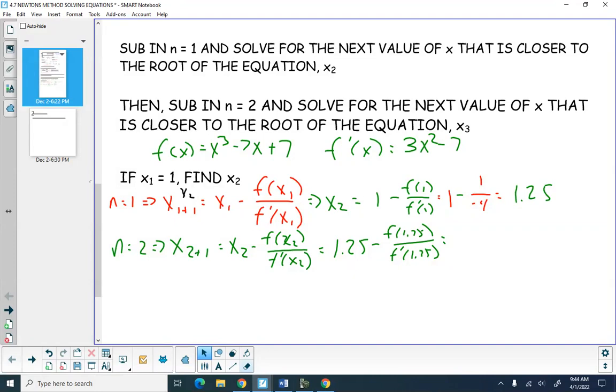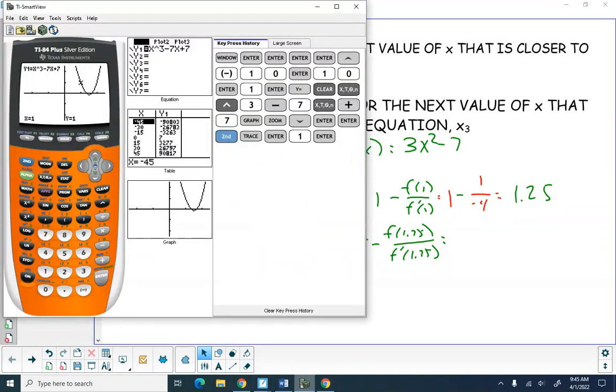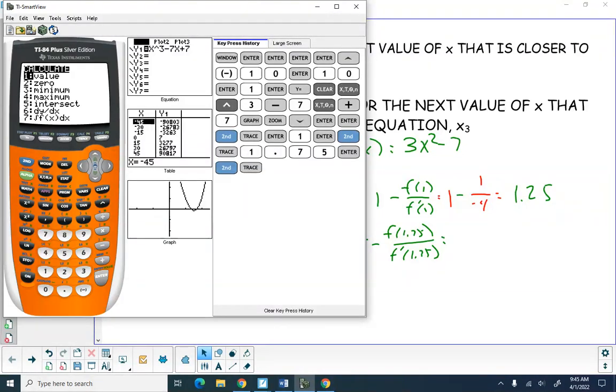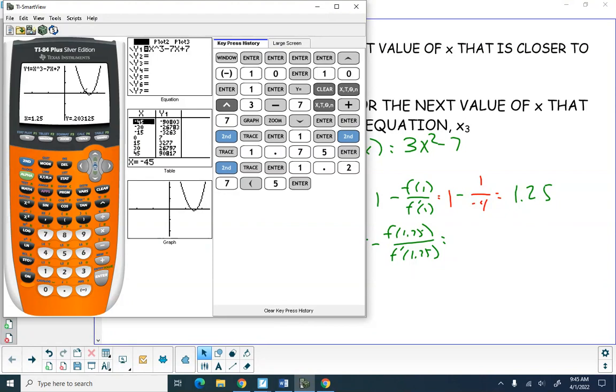We can easily find our function value at 1.25 by, let's see, second calculate, value, 1.25. There we go. Now we have irrational decimals. We start getting into some problems here. So you have 0.201325, okay? And also we have to deal with our derivative.